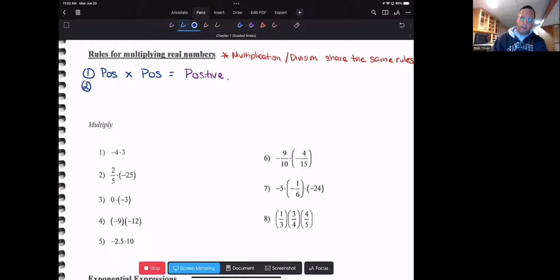All right, then another rule is a positive times a negative, and a negative times a positive. Whether it's positive times a negative or negative times a positive, and the same in division if you want, it doesn't matter. The rule is that in both cases, that's going to be negative.